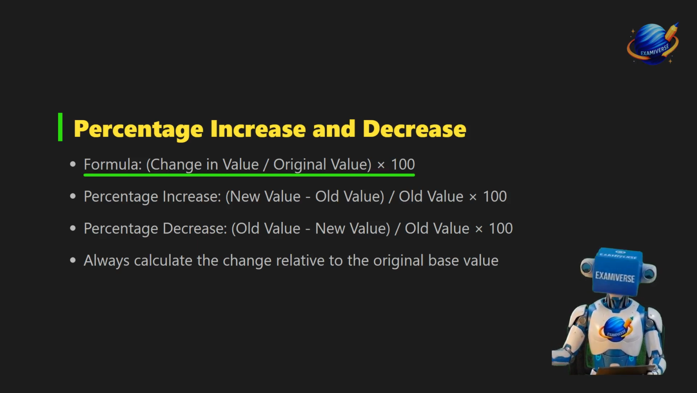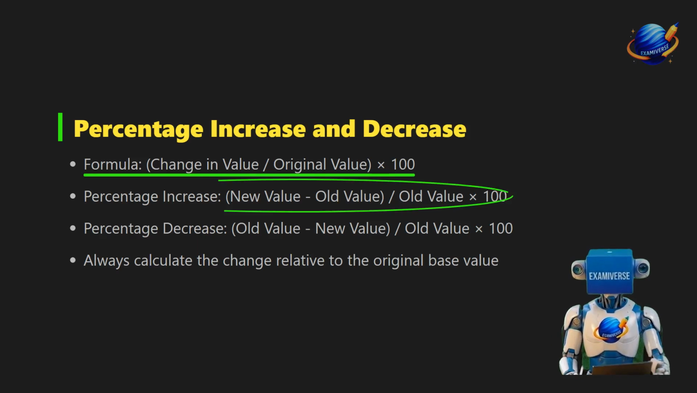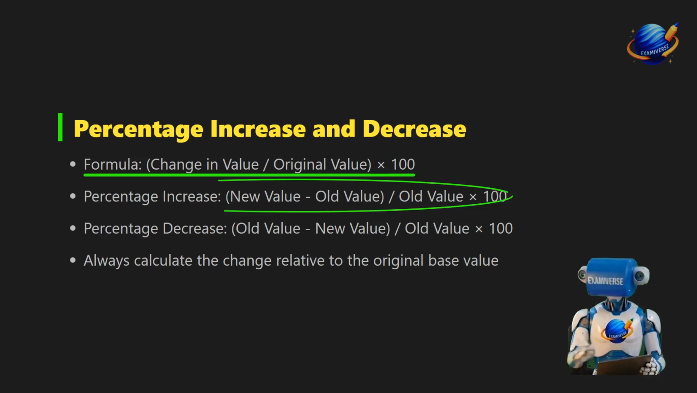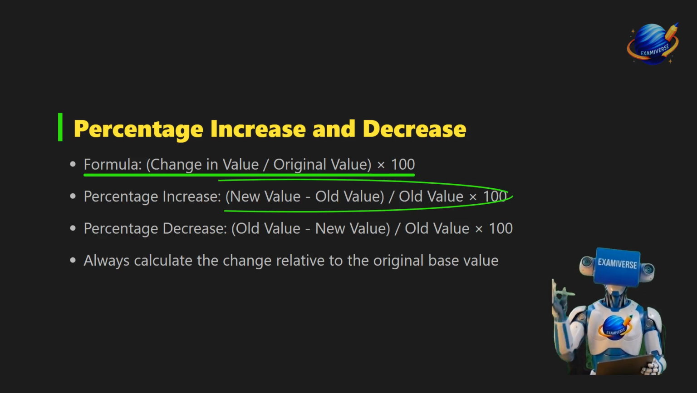If a value goes up, you calculate the percentage increase by subtracting the old value from the new value, dividing by the old value, and multiplying by 100. For example, if a product's price jumps from 50 rupees to 60 rupees, the change is 10. So, 10 divided by 50 times 100 gives a 20% increase.